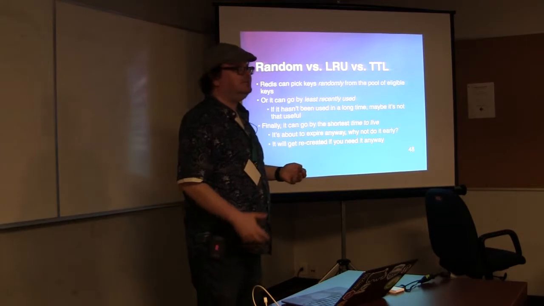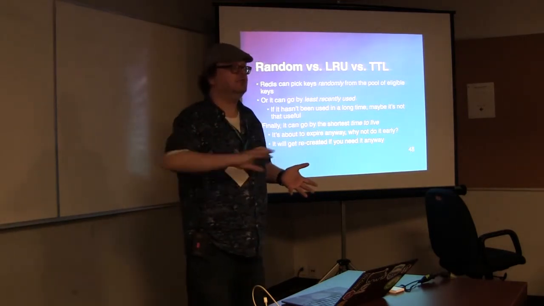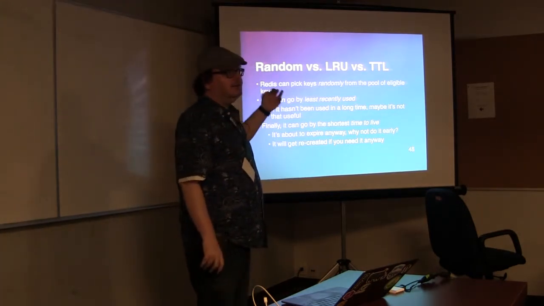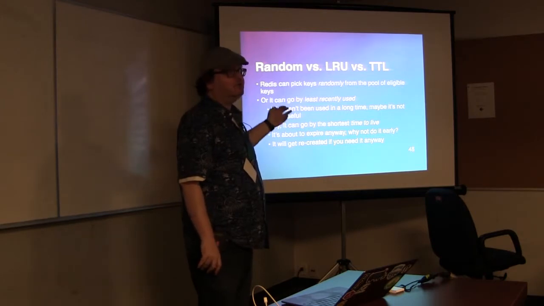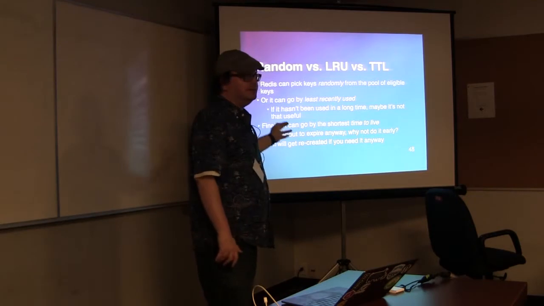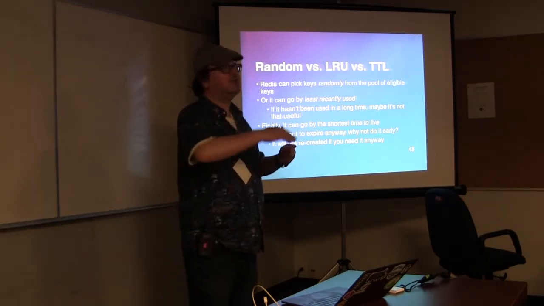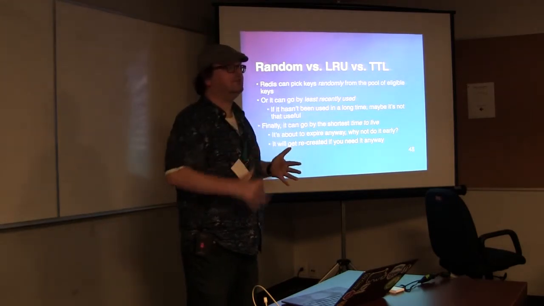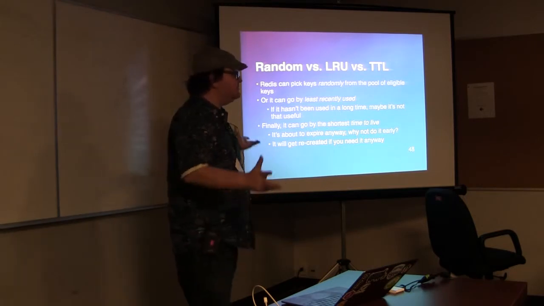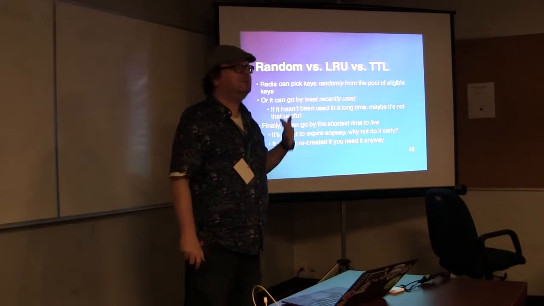It can just pick keys randomly. Like all-keys-random, it'll pick just from the entire namespace. Or you can delete the key that is least recently used. It's the oldest one that hasn't been touched. It's probably not that useful anymore. Get rid of it. Or you can go with the one that has the shortest time to live, the shortest expiration, the next earliest expiration time, because it's going to go away anyway in 2 seconds. Let's just get rid of it now. If it needs to exist again, we will be able to bring it back.